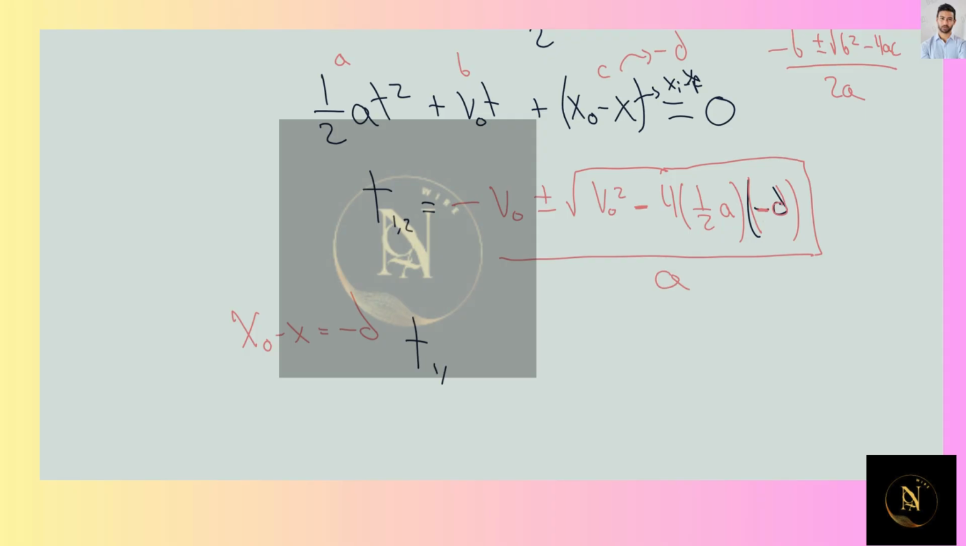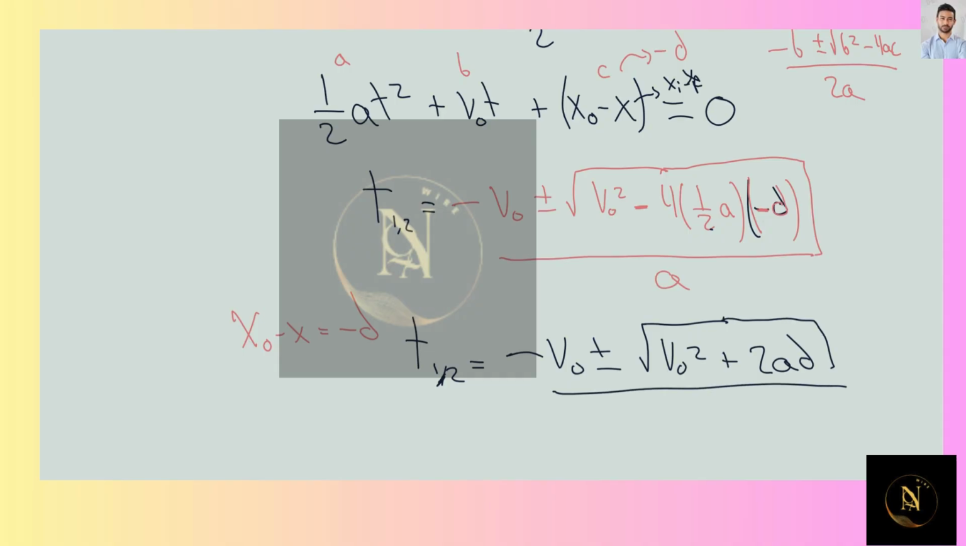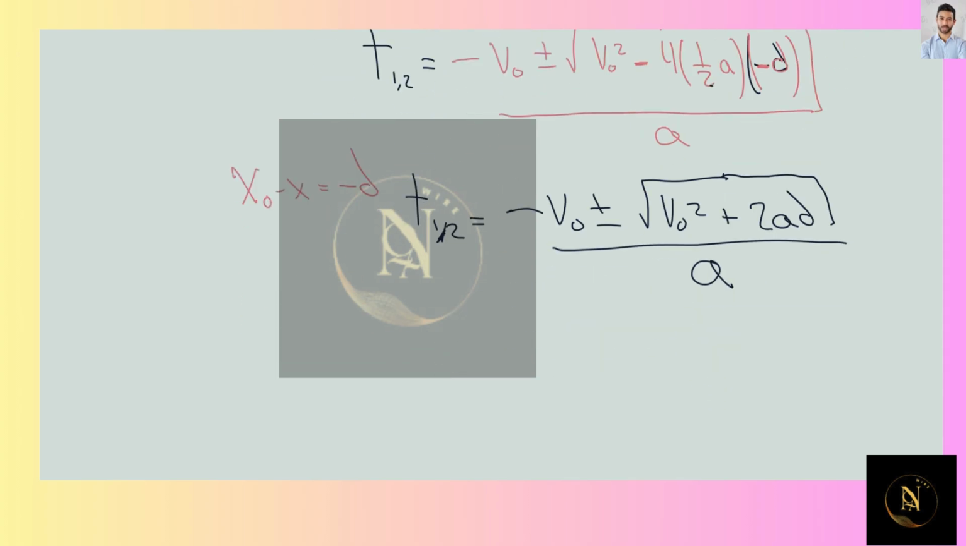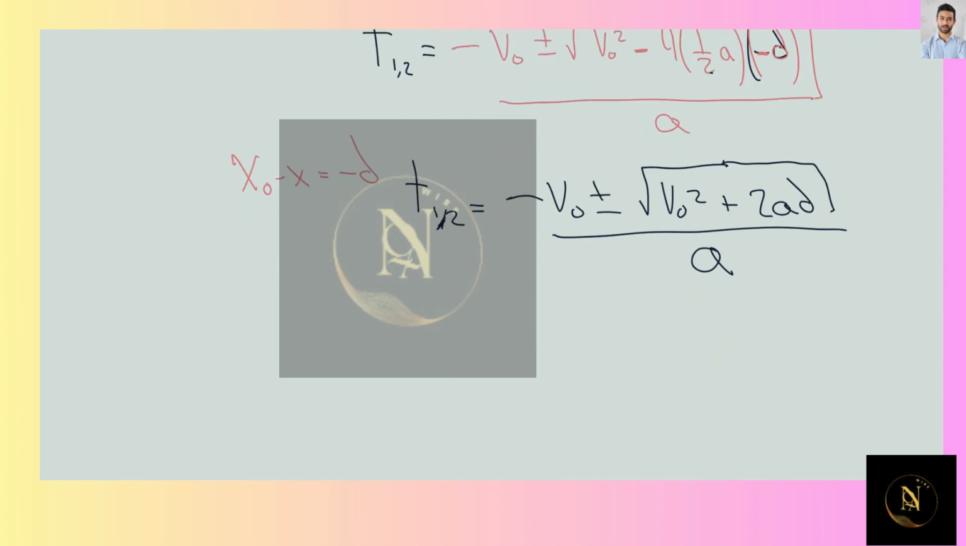Rearranging this equation, t1, 2 is going to be equal to minus v naught plus minus the square root of v0 squared plus 4, and 2 are going to cancel out, and we're going to have 2 times a times distance, divided by a. And this is going to be the solution for time that we're going to have. Remember that the value for d comes from solving this part of the equation.